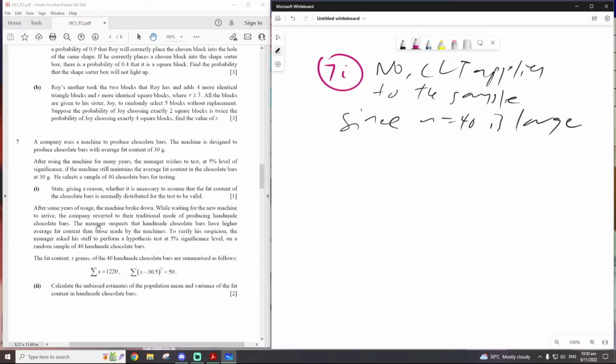After some years, it broke down. They reverted to traditional mode, and they have higher average fat content. That's what the manager suspects. At a 5% significance level. Okay, calculate unbiased estimates of the population mean and variance.